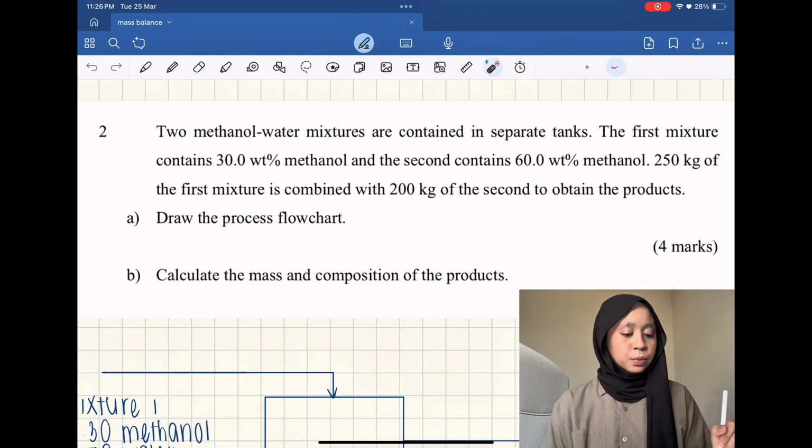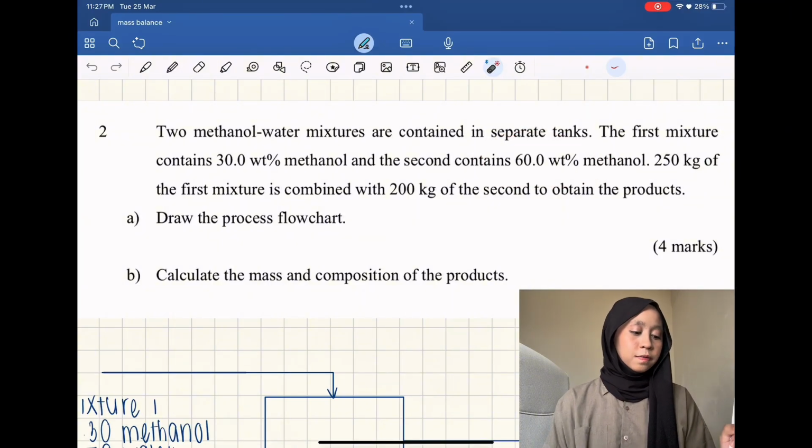So for mixture 2, it contains 60% methanol and 40% water. The total mass of this mixture is 200 kilograms. So these two mixtures are fed into a mixer where they combine to form a final product. So right now, our goal is to determine the total mass and composition of methanol and water.